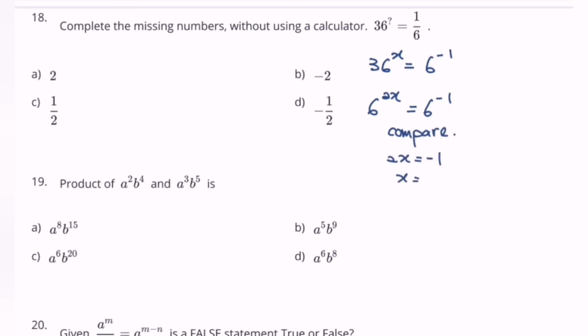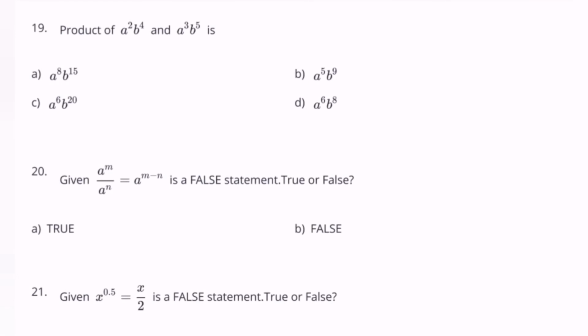So x will be equal to negative 1 over 2. So the answer for question 18 will be D. Next, focus on question 19, where we have the product. The meaning of product is multiplication. So a to the power of 2 multiply with b to the power of 4 multiply with a to the power of 3 multiply with b to the power of 5.